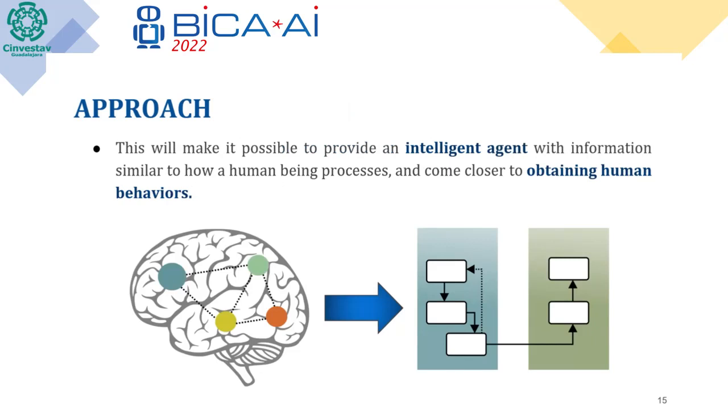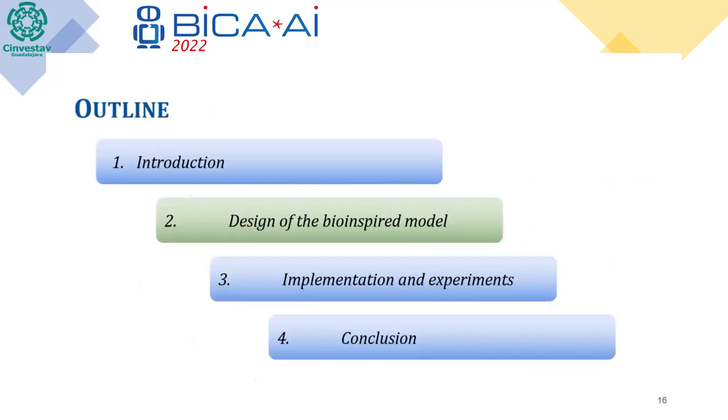This will make it possible to provide an intelligent agent with information similar to how the human being processes it, and come closer to obtaining human behavior, obviously also with the integration with other more cognitive functions inside a cognitive architecture. Starting with the design of the model, the approach that we are using is linear and non-linear filters to create feature maps, maintaining the information in a modular and transparent way.